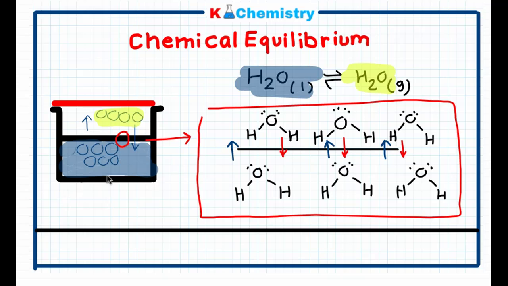And if we look at it from a macroscopic point of view, when I look at it, I feel that the level of water would not change. The amount of water will never change at all. Now let's apply this concept of dynamic equilibrium to a chemical reaction instead of a physical change and see how it will look.